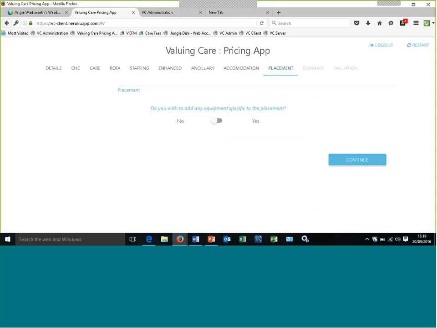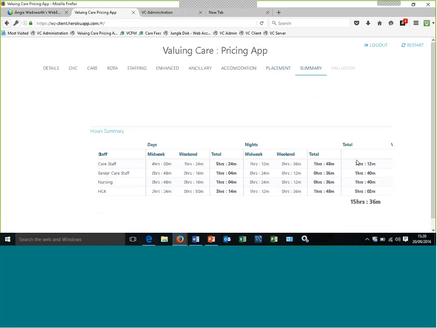And I have the ability to say whether or not there's any specific equipment that would be required for this placement. So it's a piece of equipment that my patient would need, and I wouldn't ordinarily have expected my provider to have that available to the core. Actually, this is a nice simple case for me. No, my particular patient doesn't require any individual equipment.